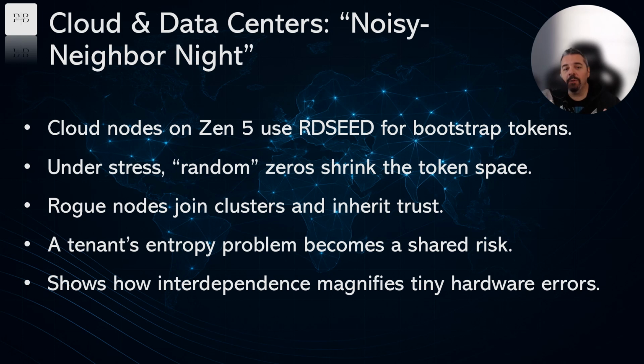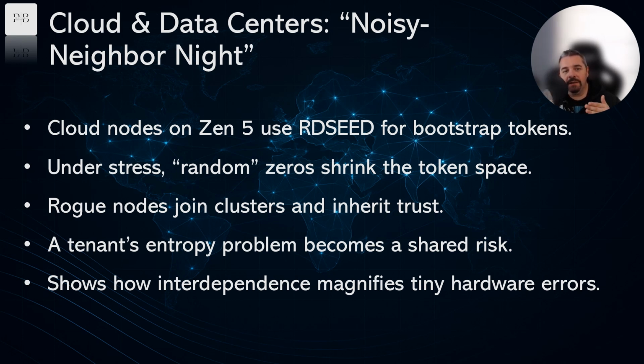But one small thing is off. The CPU's RDSEED instruction, the one meant to feed randomness into secure tokens, is actually lying. It's returning zeros and still signaling success. Now, here's where it gets messy.